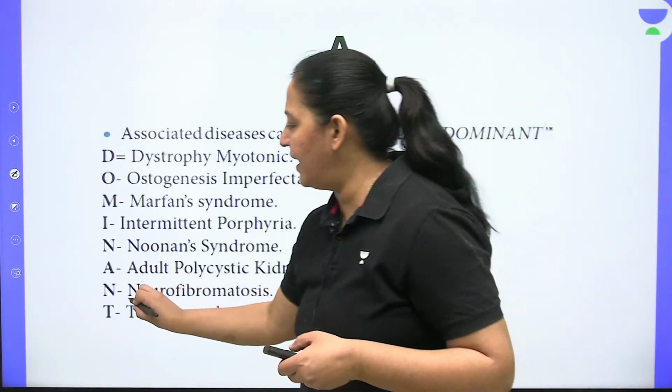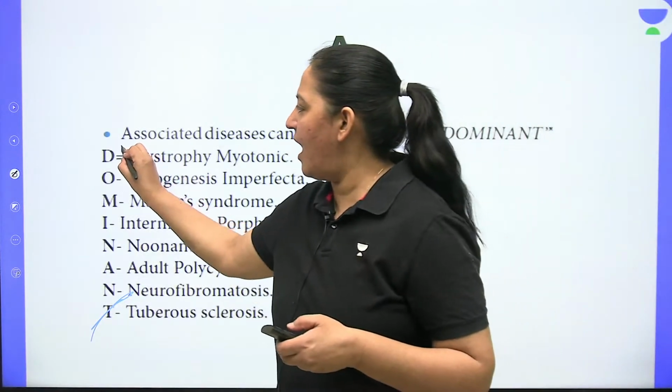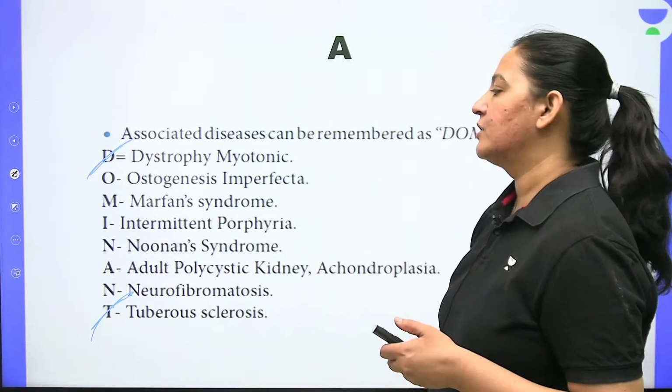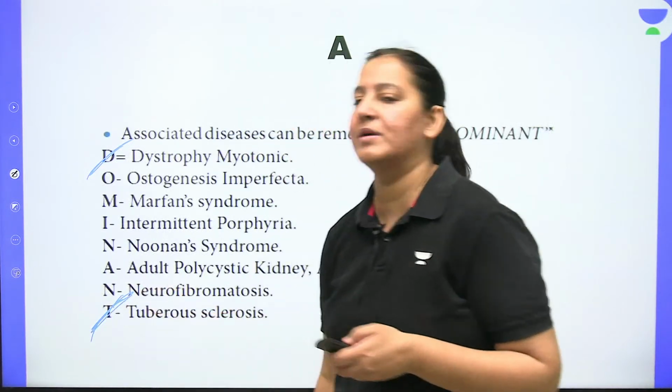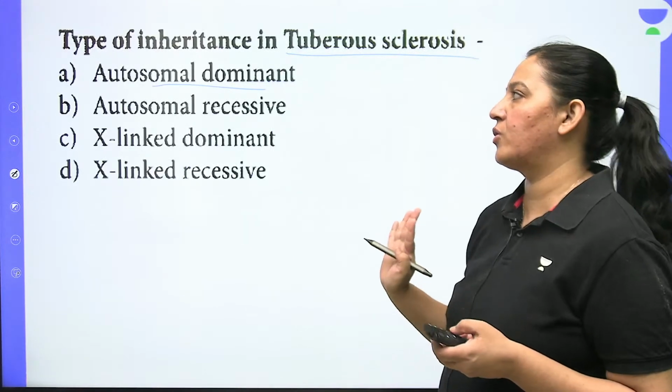So you can see, in dominant, the T is tuberous sclerosis. In this mnemonic, a question was already asked on myotonic dystrophy, and a question was already asked on tuberous sclerosis. These are your previous year question papers, right? So the correct answer here is autosomal dominant.